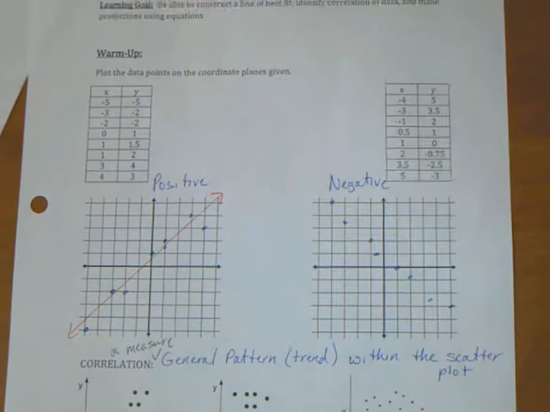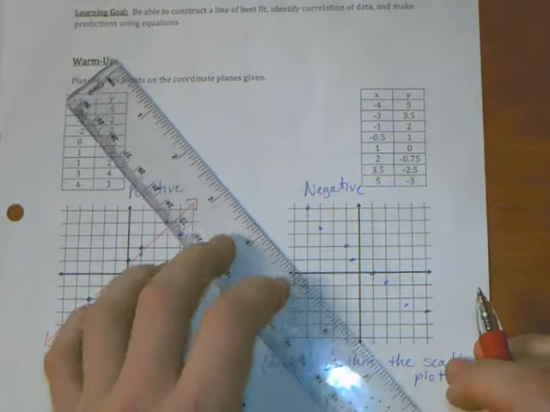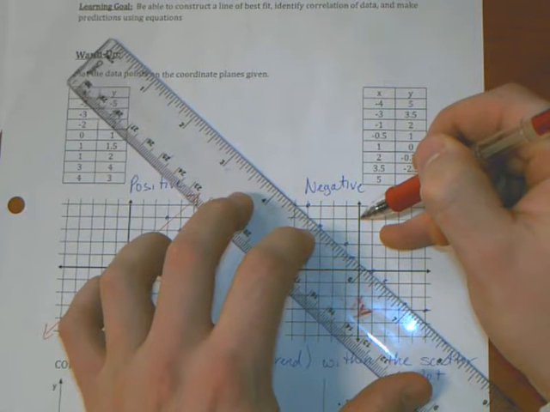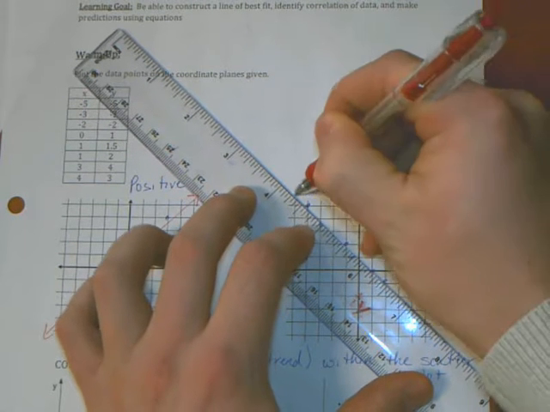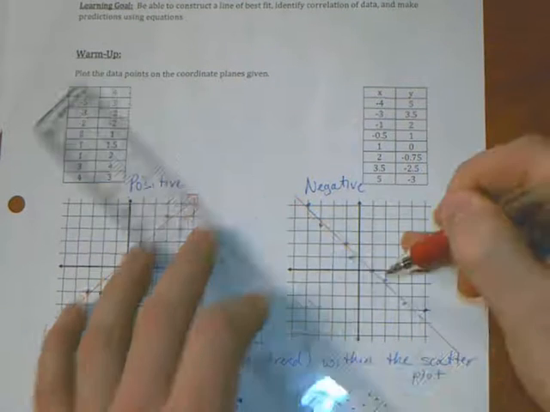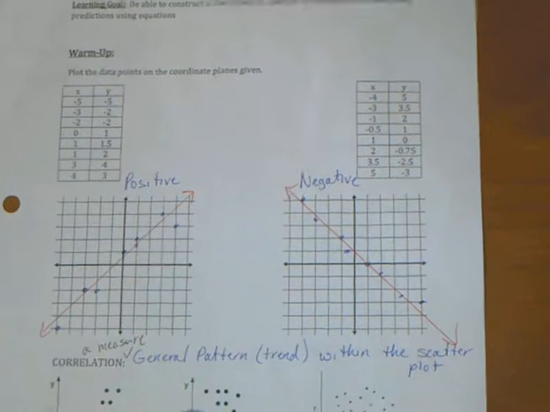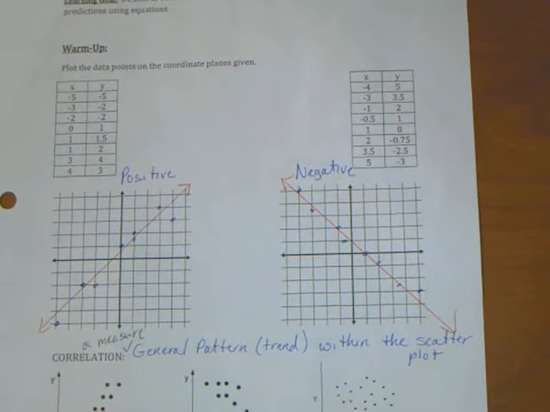What don't you understand? Basically, take a ruler. There are 8 points, and I'm going to cover up a few of them and draw my line. So you should get something like that for your line of fit. Questions about lines of fit?